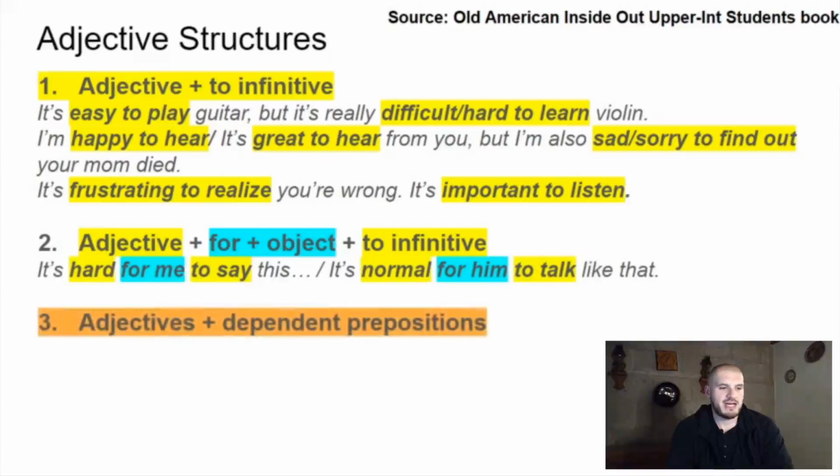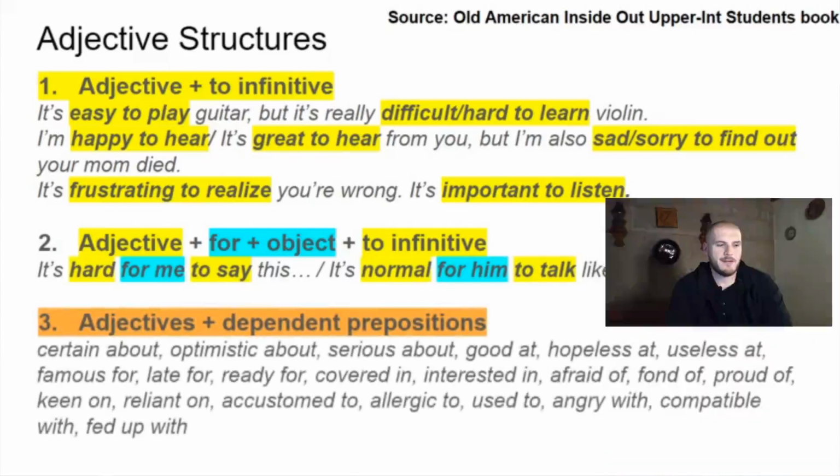And the final one is adjectives and a dependent preposition, kind of similar to the verb structures we were just looking at a second ago. So you can be certain about, optimistic about, serious about. You can be good at. That's very common, okay? So I'm good at sports. Hopeless at, useless at, which is the same as being bad at, right?